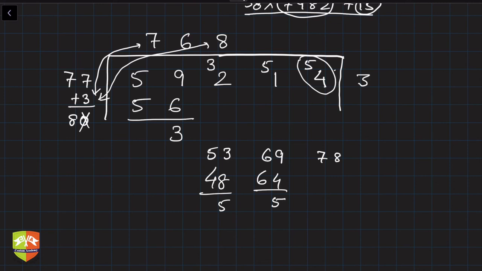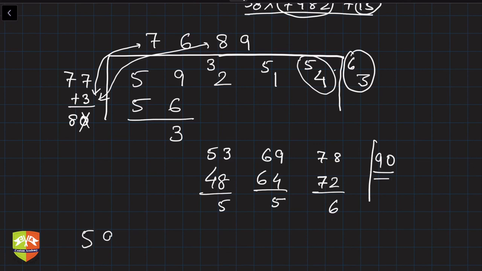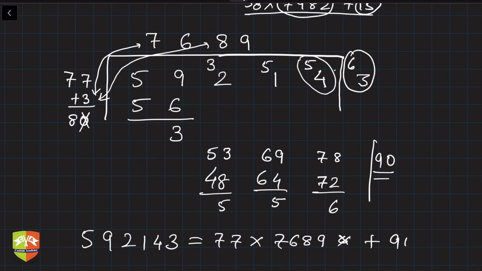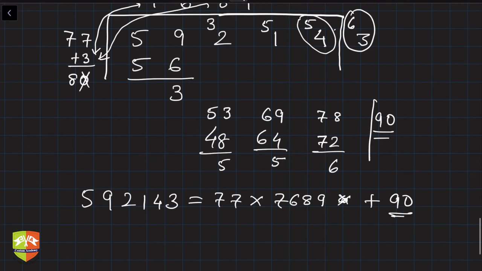So 78. Divide now. 8 9s are 72. Remainder is 6. 6 comes here. 6 sits here. 63. Plus 3 times 9, 27. So 63 plus 27 is 90. But since it was the last step, here we'll stop. Right? So what do I get? I get 592143 is equal to 77 times 7689 plus 90.